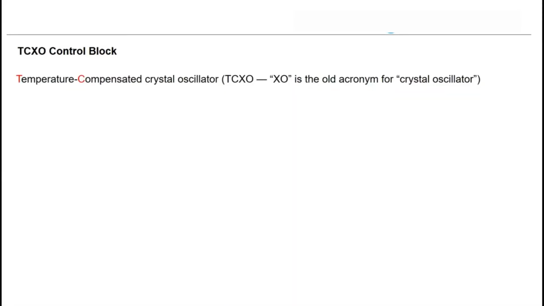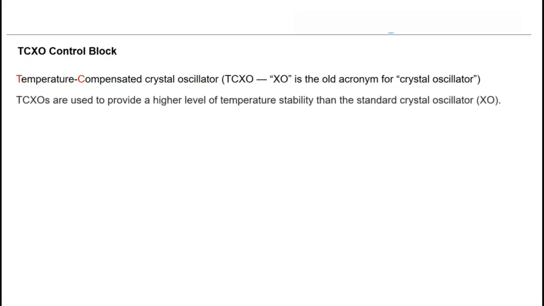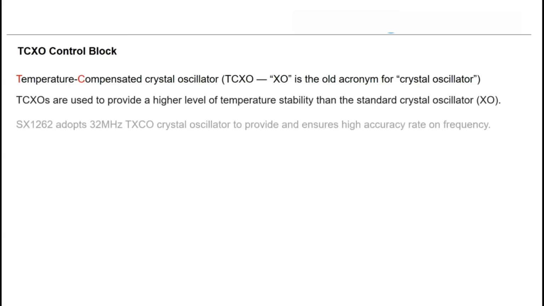TCXO stands for temperature compensated crystal oscillator, and XO is the old acronym for crystal oscillator. TCXOs are used to provide a higher level of temperature stability than the standard crystal oscillator. The SX1262 adopts a 32 MHz TCXO crystal oscillator to ensure a high accuracy of frequency.